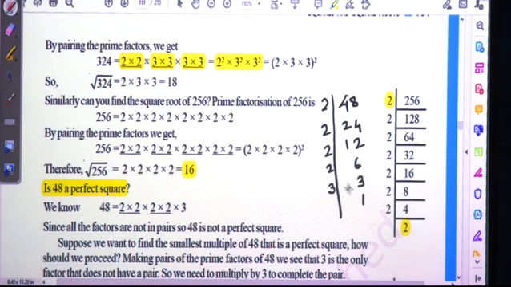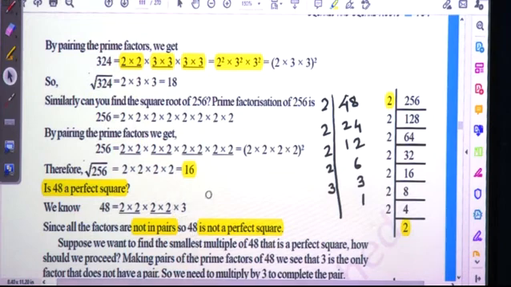Okay, we have got 1. Now, here you can see it is written in pairs. 2 is coming 4 times, means 2 pairs are present. What about 3? 3 is not forming a pair. So, since all the factors are not in pairs, 48 is not a perfect square.